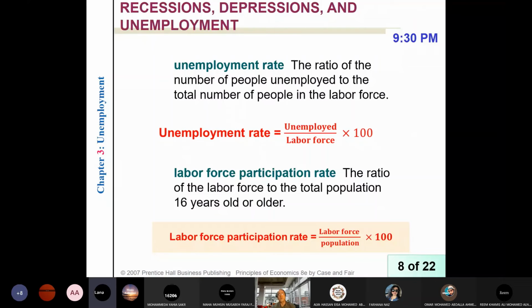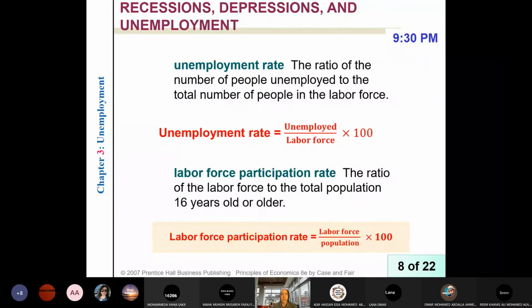Doctor, I think we should divide the 20 by 180 plus 20 so that we can get the labor force. Then use your calculator and give me the result. But the process is right, Doctor? What's your name? Lana. Lana, well done.